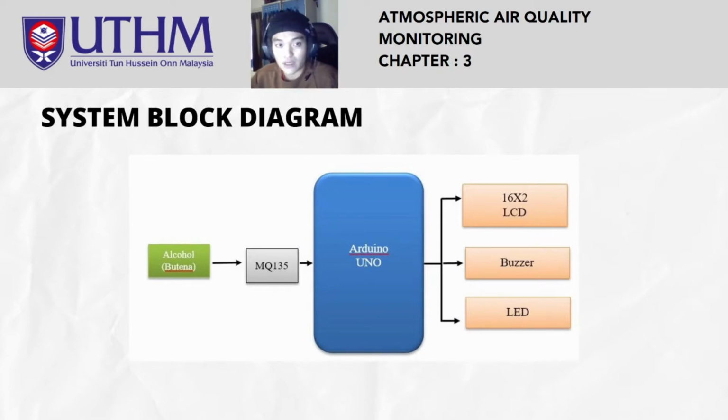This system will detect butane, which is alcohol, and when the element of butane exists, it will trigger the MQ135, which acts as an input. The MQ135 will send the signal to the Arduino Uno, which acts as a microcontroller, and then it will send the output to the LCD, buzzer, and LED, which act as the output.